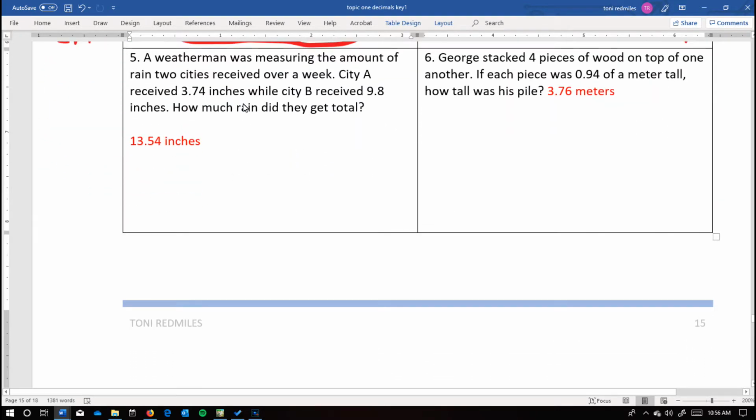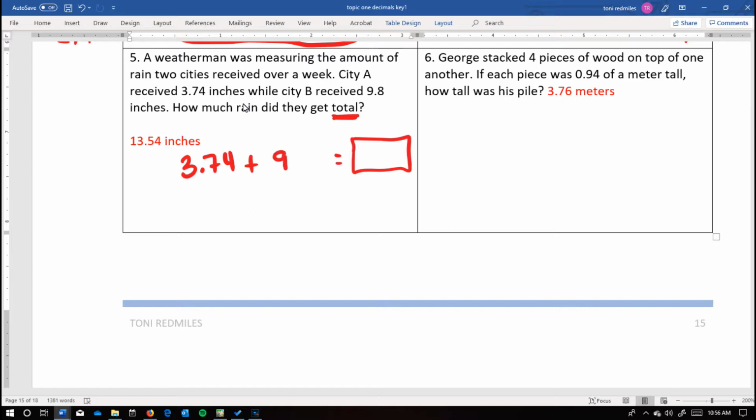A weatherman was measuring the amount of rain two cities received over a week. City A received 3.74 inches, while City B received 9.8. How much rain did they get in total? Well, this is definitely, probably the way you're going to solve it is by adding. If I add what was in City A and I add what was in City B, I'm going to get the total amount for both cities.